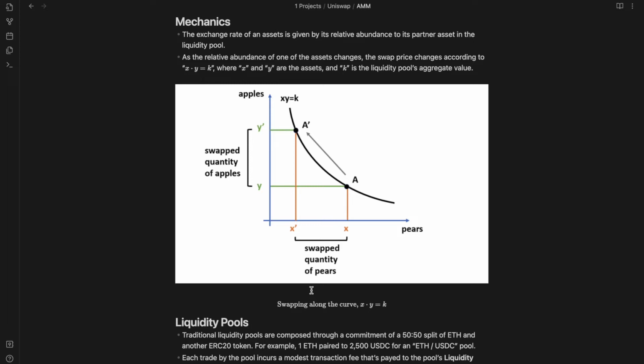And so as the relative abundance or the relative scarcity of these assets changes, that will shift us along this curve. So as apples become more scarce or pears become more scarce relative to apples, that will shift us on the curve, making, say, apples more expensive than pears if we value apples more than pears, or pears more expensive per amount of apples than apples are to pears if we value pears more. So simple and very intuitive.